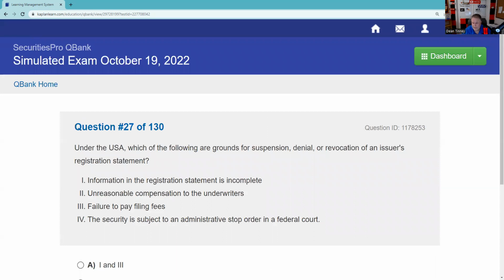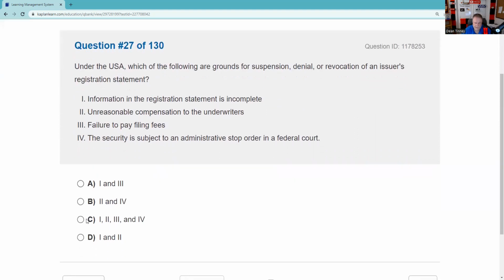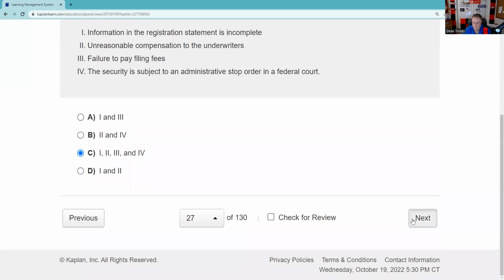Under the Uniform Securities Act, again, I always like to spell out the acronyms. Under the Uniform Securities Act, which of the following would be grounds for suspension, denial, and revoking of an issuer's registration statement? Information in the registration statement is complete. Yes. Unreasonable compensation to the underwriters. Yes. Failure to pay your filing fees. Yes. The security is subject to an administrative stop order in federal court. Yes. 1, 2, 3, and 4.